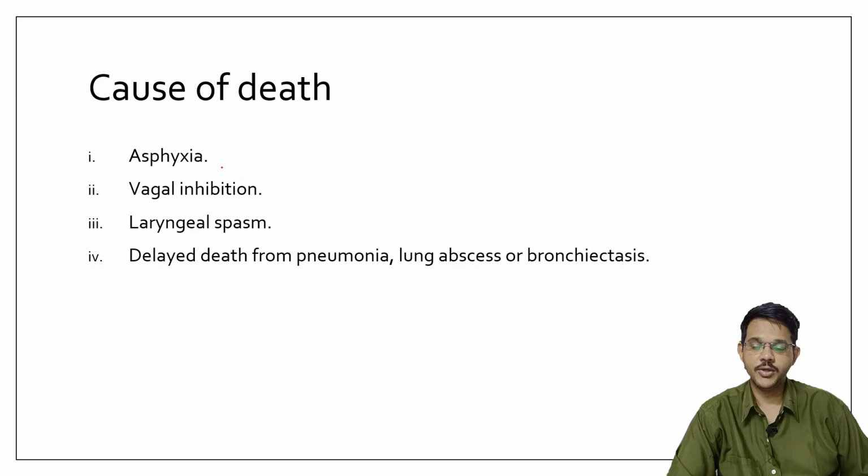Cause of death in choking is mainly asphyxia, then maybe vagal inhibition as I mentioned. Since the vagus nerve innervates the heart, any stimulation of the vagus nerve can cause reflex stoppage of the heart. Then maybe laryngeal spasm, the reflex constriction of laryngeal muscles, may cause the air passage to get obstructed and asphyxia may result.